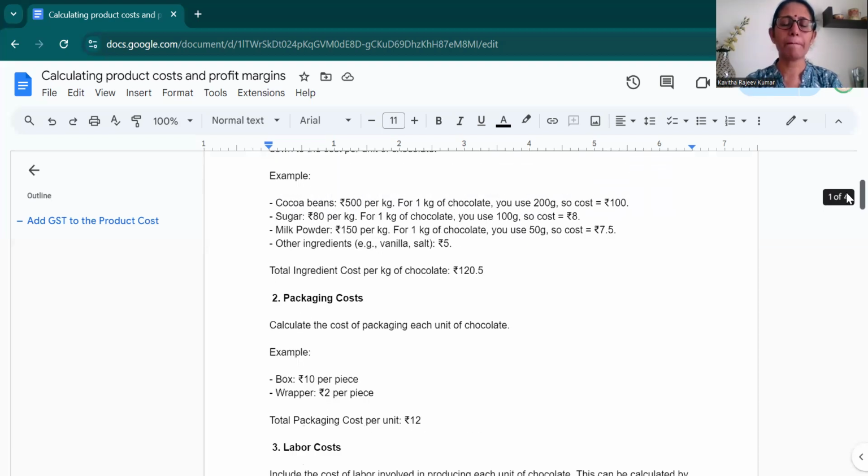Next comes packing cost. It includes the cost of packaging each unit of chocolate. For example, if a box costs 10 rupees per piece, I know that it is not 10 rupees, but just for example's sake, I have put 10 rupees here. So if a box is costing 10 rupees per piece and the wrapper is costing 2 rupees, then the total packaging cost per unit is going to be 12 rupees.